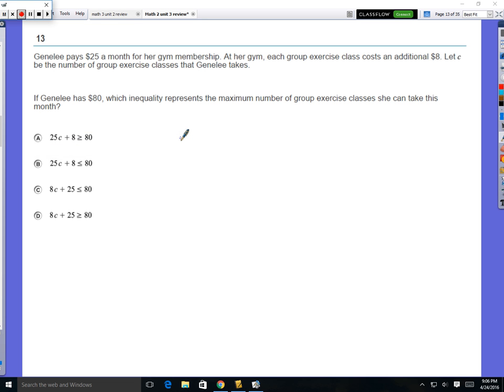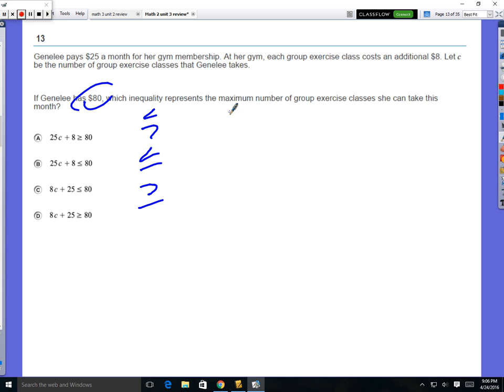Number 13. Generally pays $25 a month for membership. Each group class costs an additional $8. Let C be the number of group exercise classes that Generally can take. Okay, she's got a total of $80. Which inequality, so that's less than or greater than, less than or equal to, greater than or equal to, shows the maximum number of group exercise classes she can take this month.